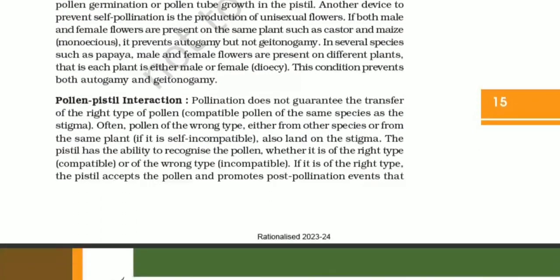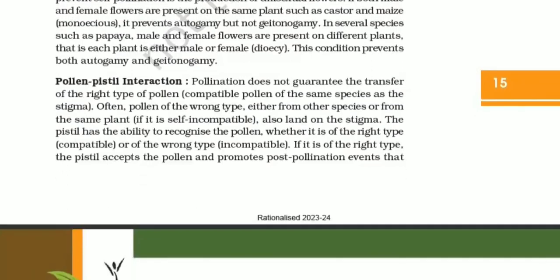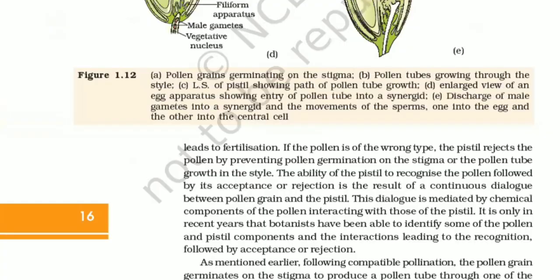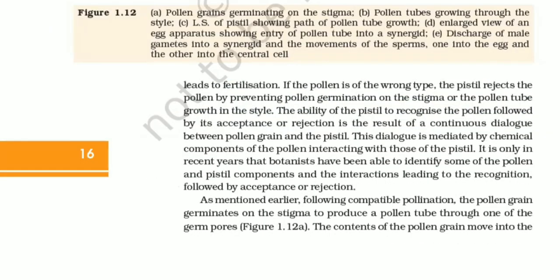Pollen-pistil interaction. Pollination does not guarantee the transfer of the right type of pollen, that is, compatible pollen of the same species as the stigma. Often, pollen of the wrong type, either from other species or from the same plant, if it is self-incompatible, also land on the stigma. The pistil has the ability to recognize the pollen, whether it is of the right type, that is compatible, or of the wrong type, that is incompatible. If it is of the right type, the pistil accepts the pollen and promotes post-pollination events that lead to fertilization. If the pollen is of the wrong type, the pistil rejects the pollen by preventing pollen germination on the stigma or the pollen tube growth in the style.